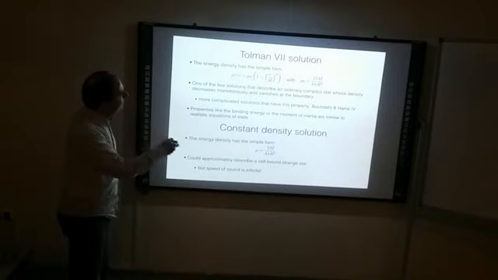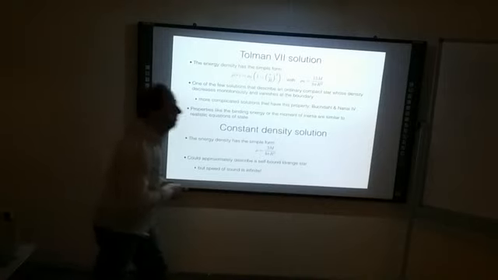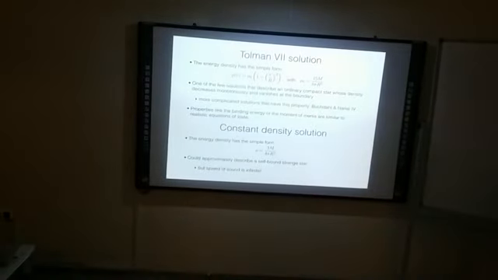And one is the so-called Tolman-7 solution, and that's this one where the energy density basically quadratically drops. You start with some central density, and then it basically quadratically drops, where this is basically a parameter.